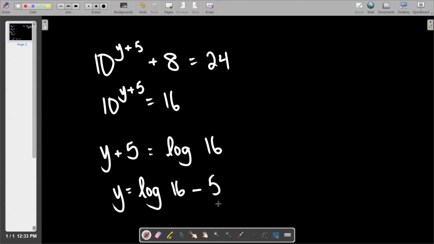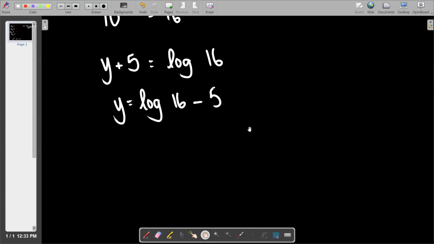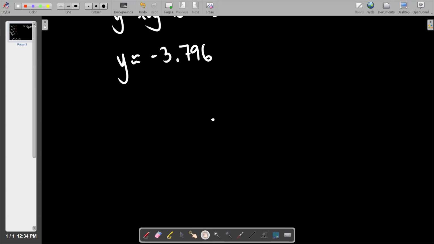Okay, so again, was that too fast, by the way? Is that okay? That's how fast we should be doing them, quite frankly. So again, that is the exact version of the answer. If we type it into our calculators, make sure negative 3.796 is perfect. So y is approximately equal to negative 3.796. Okay. Any questions so far? So that one took no more than probably a minute or so.